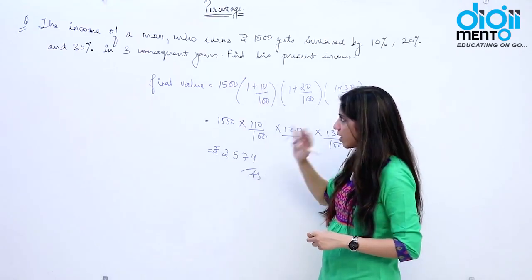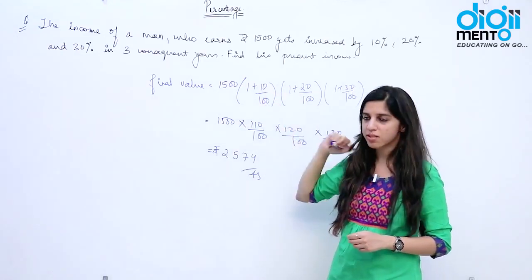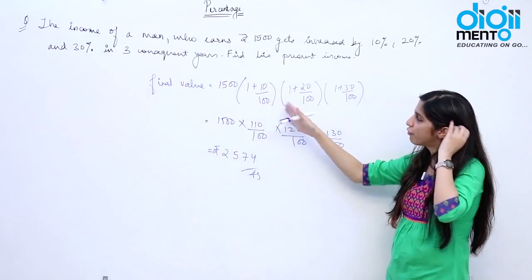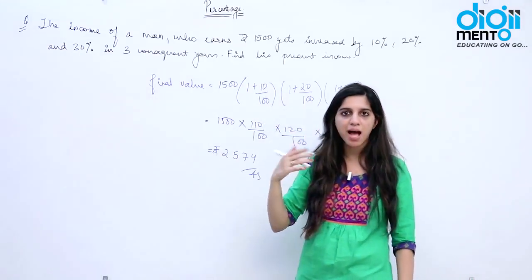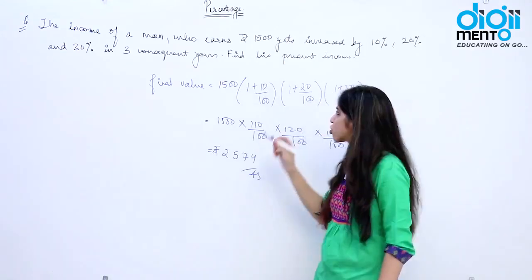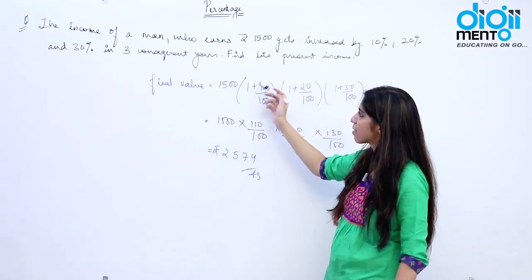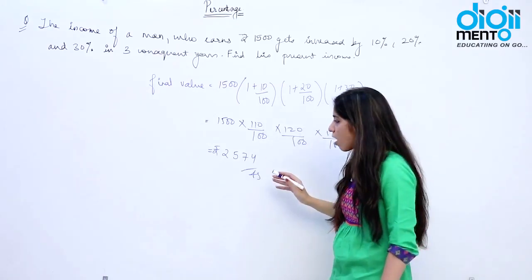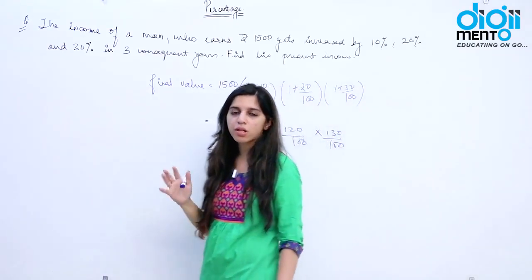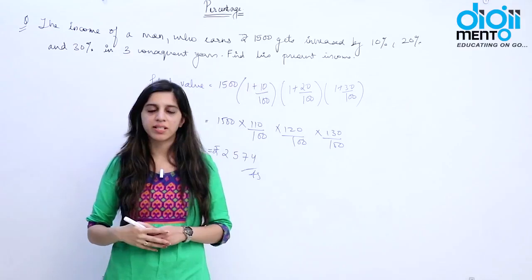So anyway, I hope you got this concept. If you have different changes in value, this is how you proceed. If you have the same annual growth, the same change, you just put a power. If it was increased 3 times, you just put a power to this, fine. So I think we've covered all the models that have been asked from percentages.